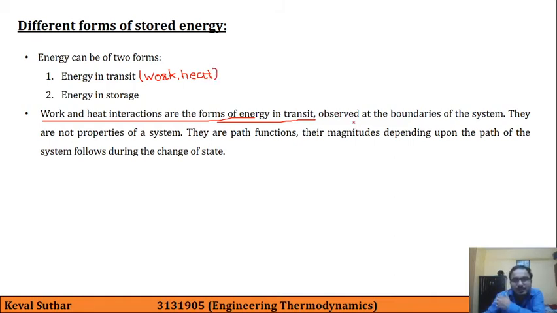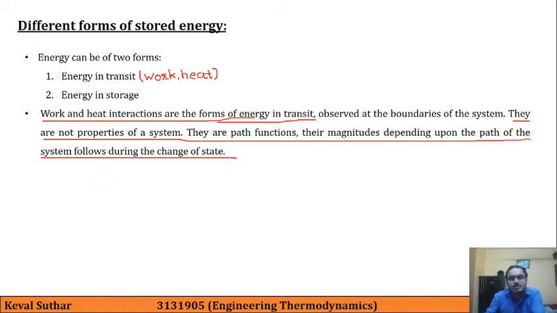It is observed at the boundaries of the system. So work and heat are observed at the boundary of the system. They are not properties of the system that we have already discussed. They are path functions and their magnitude depends upon the path the system follows during the change of state.